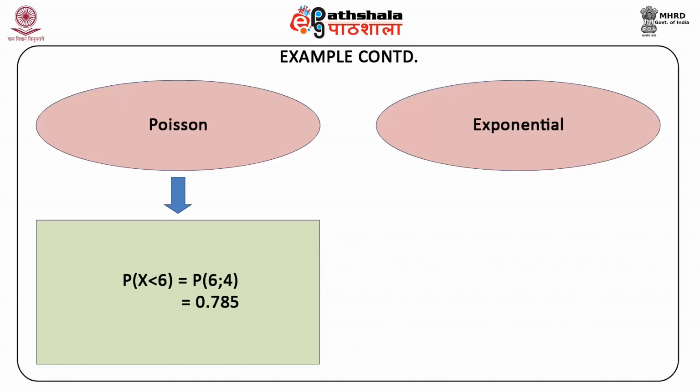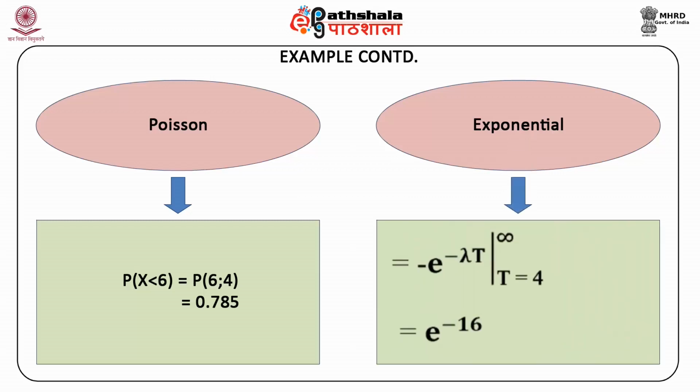Thus, for the Poisson, P(x less than 6) is equal to P(5, 4), which is equal to 0.785. For the exponential, P(time between occurrences of accidents greater than 4) is equal to the integral from 4 to infinity of lambda e to the power minus lambda t dt, which is equal to minus e to the power minus lambda t, with t varying from 4 to infinity, which is further equal to e to the power minus 16.